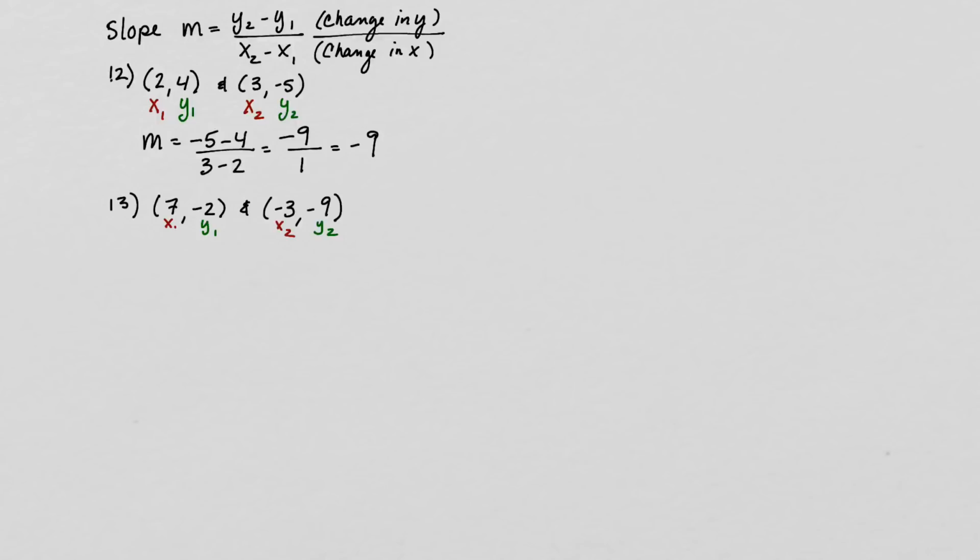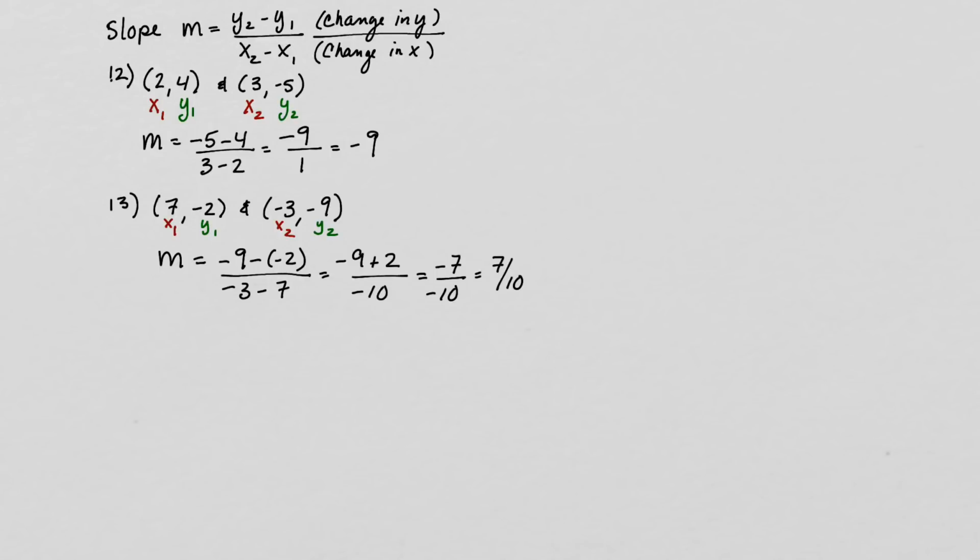Let me put this a little lower here. So the slope is going to be -9 minus -2. Now be careful, notice it's minus a negative. You need both of those in there. Divided by -3 minus 7. And so when you do that, -9 minus -2 is actually -9 plus 2, divided by -10. So this would be -7 divided by -10, or 7 divided by 10.